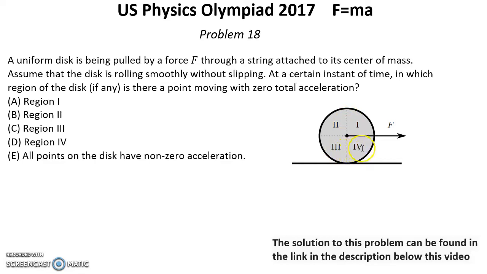And let's check region 4. In region 4, we have tangential acceleration going down and left, and the centripetal acceleration going up and left. So it means that centripetal acceleration can cancel tangential acceleration. And also, both of these accelerations can cancel the acceleration of the whole body to the right, because tangential acceleration, which is going to the left, is always less than the total acceleration of the body.